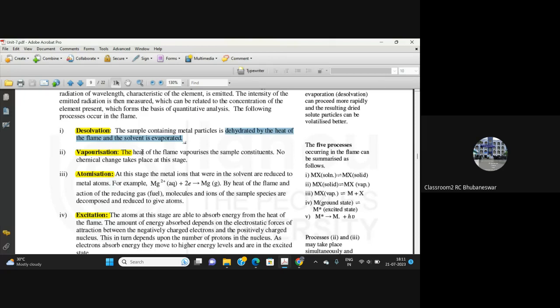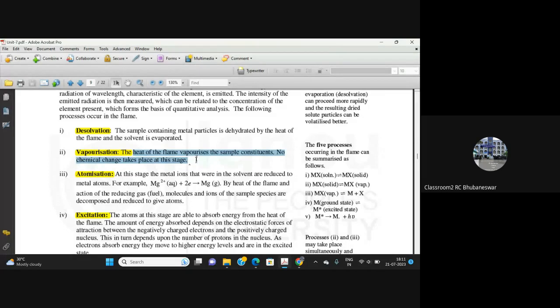Then second, vaporization. The heat of the flame vaporizes the sample constituents. No chemical change takes place at this stage. Chemical change should not be there. If it is there, then what is the meaning of studying the element? So you are doing it very carefully.